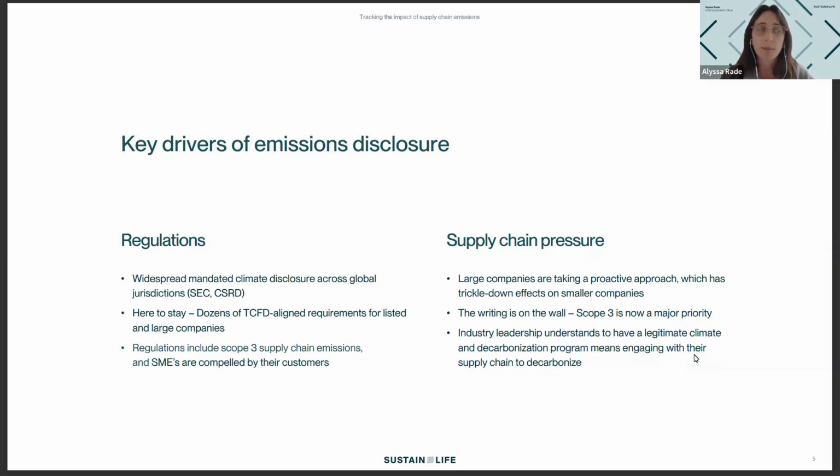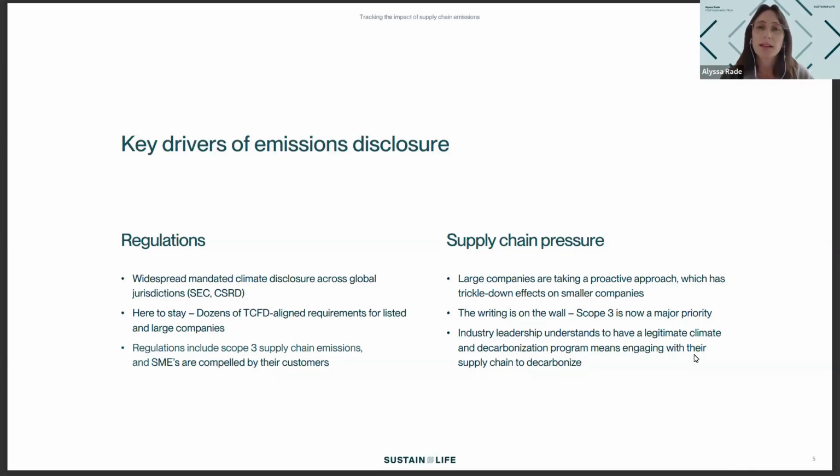We won't name them all, but just to highlight a few, in the US, we have the proposed SEC rule. We're all on the edge of our seats for the hopeful October finalization of that rule. In the EU, they progressed a bit more ahead with the CSRD and the new ESRS reporting framework. And then, of course, the dozens of jurisdictions that have essentially TCFD-aligned requirements for all of their large and listed companies.